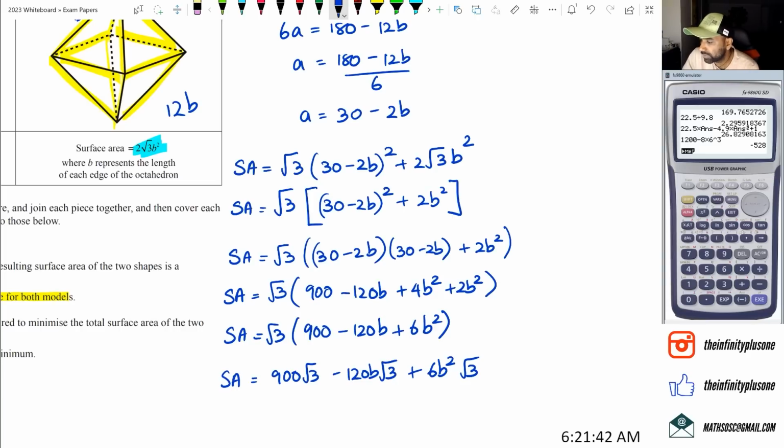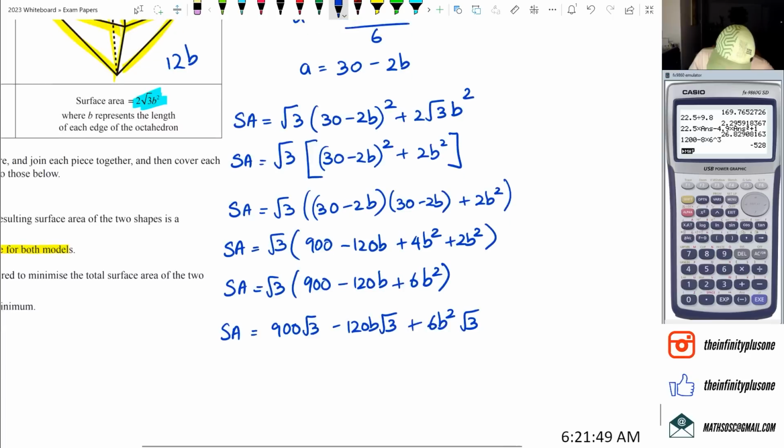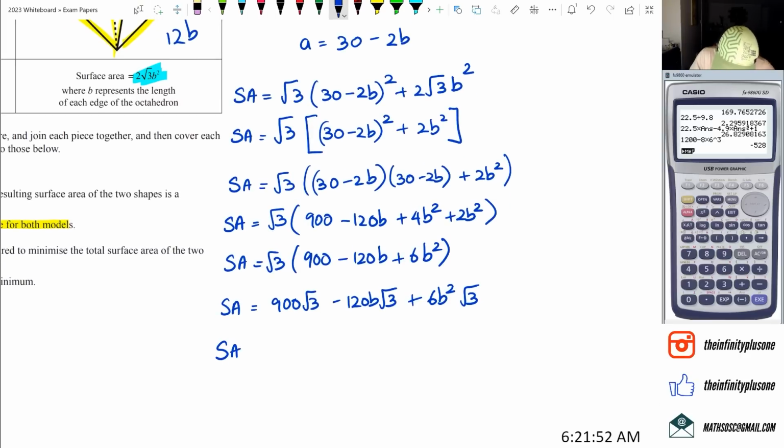And then what I've got to do is try and differentiate it, put it equal to 0, and just keep chipping away at it, all right? So surface area differentiated, the b is going to disappear. I just want to double check that we're doing all of this right. So minus 120 square root of 3 plus 12b square root of 3. Yep, that looks right. And we're going to put it equal to 0 for max.